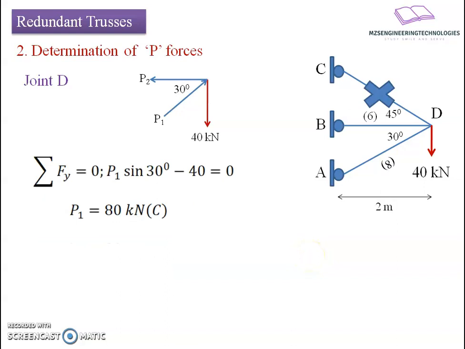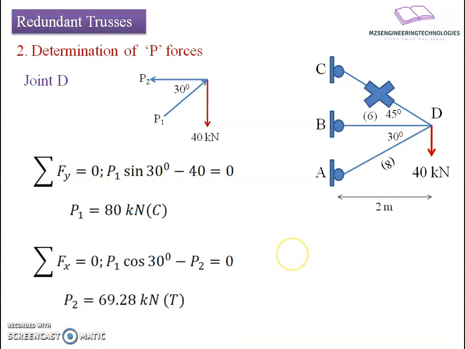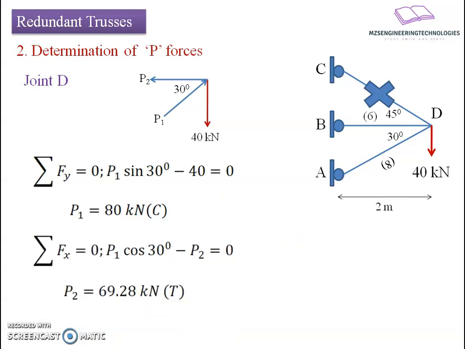If I apply the static equilibrium equation for this free body diagram, summation of forces in the vertical direction equals 0, we get P1 sine 30 going upward minus 40 kilonewton going downward. So P1 is about 80 kilonewton in compressive nature. Applying the equilibrium equation in the horizontal direction, we get P1 cos 30 minus P2, going towards the left, equals 0. Hence P2 comes to be 69.28 kilonewton, tensile in nature.